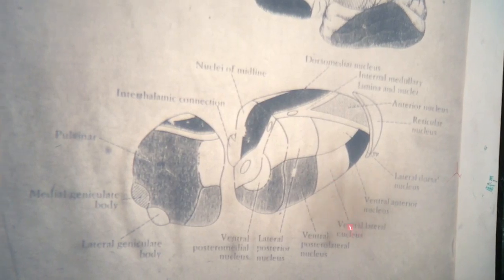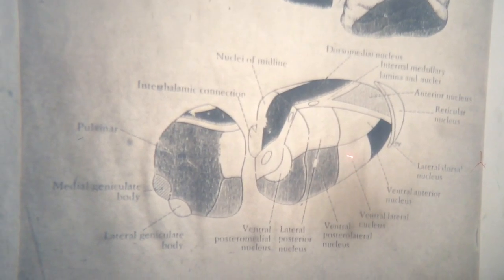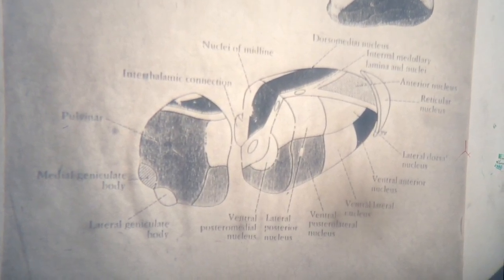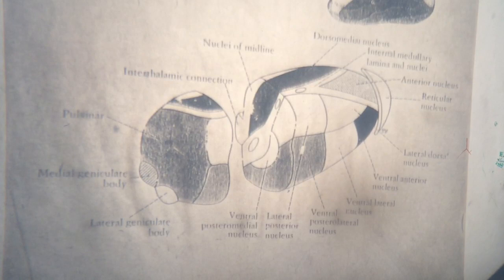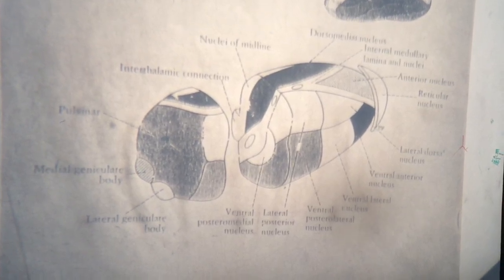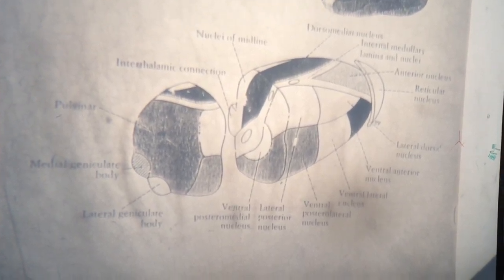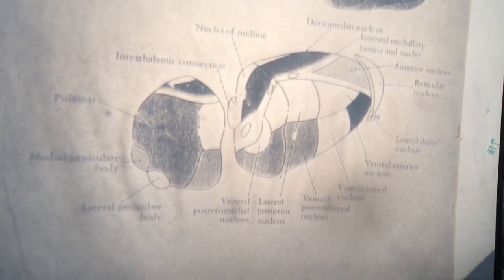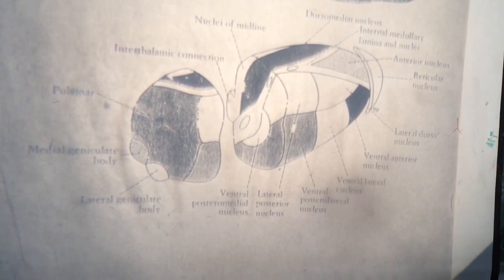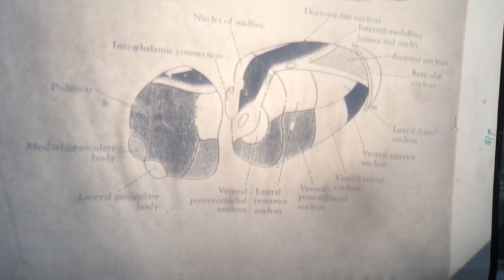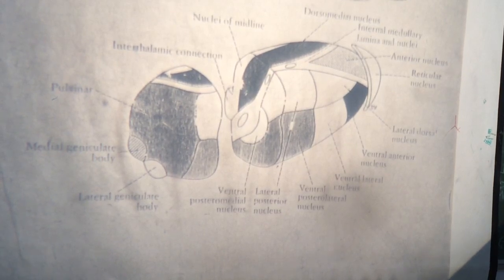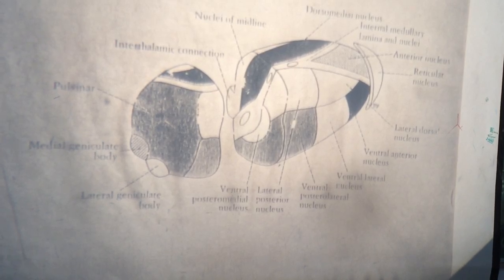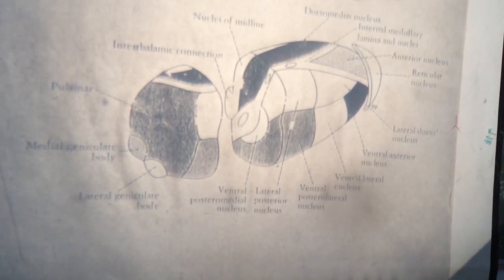The ventral lateral nucleus has connections with the reticular formation, corpus striatum, substantia nigra, red nucleus, and cerebellum. It also has connections with the premotor and motor cortex.